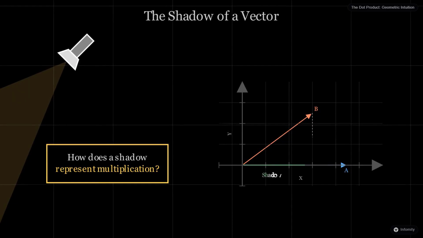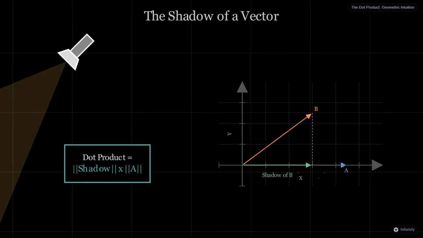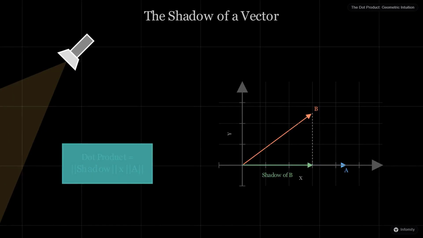We measure the shadow's length and scale it by the other vector's length. This combined value is the dot product. Next, we trace its historical origin.